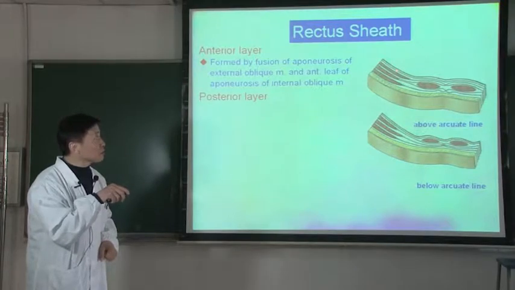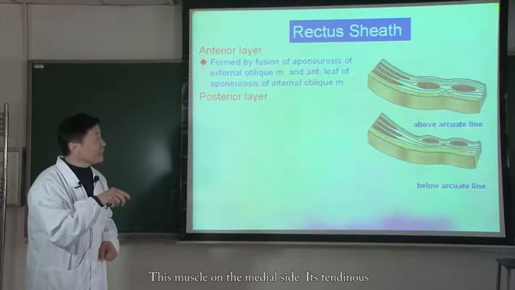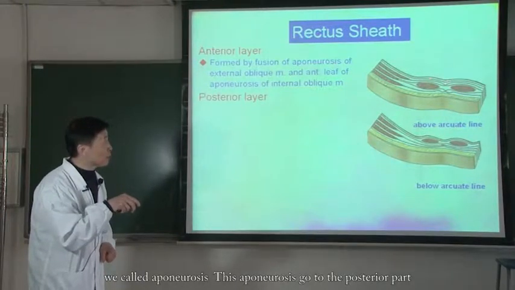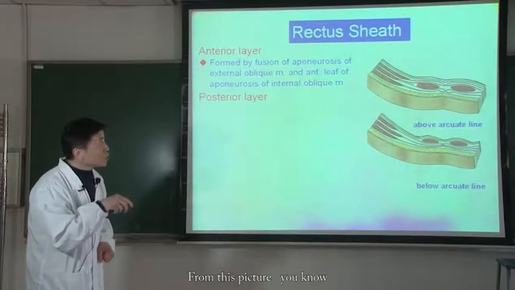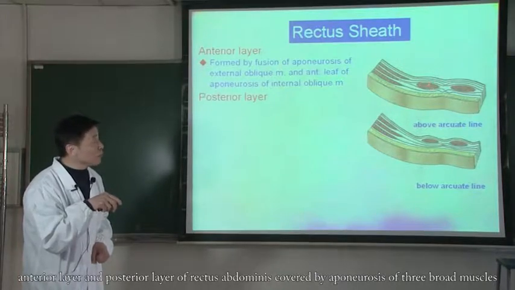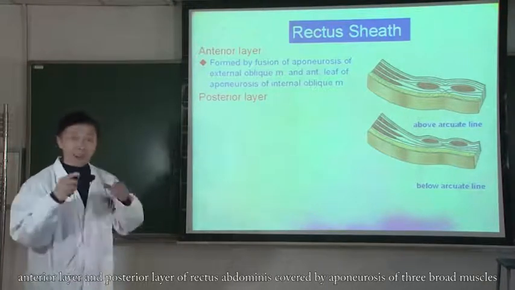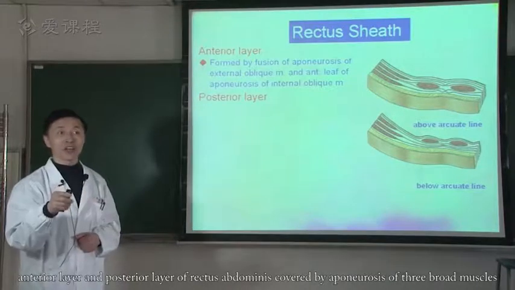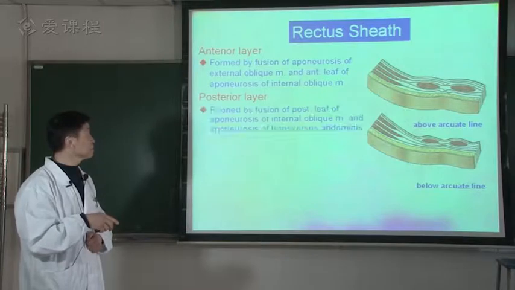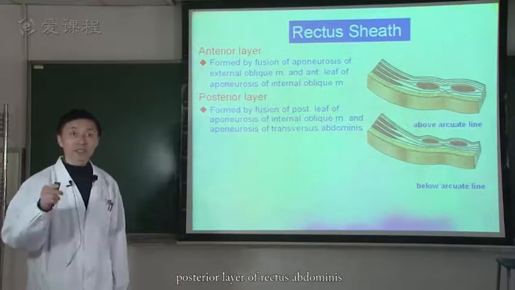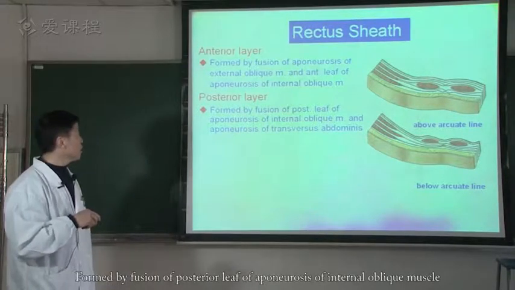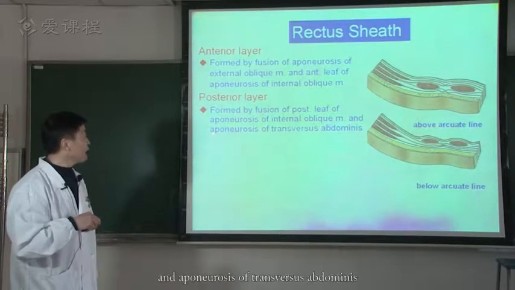The transverse abdominis muscle, on the medial side, has a tendinous part we call the aponeurosis. This aponeurosis goes to the posterior part. From this picture, you know, the anterior layer and the posterior layer of the rectus abdominis are covered by the aponeurosis of the three broad muscles. Posterior layer: the posterior of the rectus abdominis is formed by fusion of the posterior leaf of the aponeurosis of the internal oblique muscle and the aponeurosis of the transverse abdominis muscle.